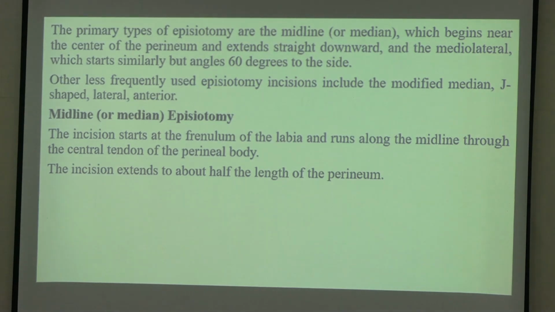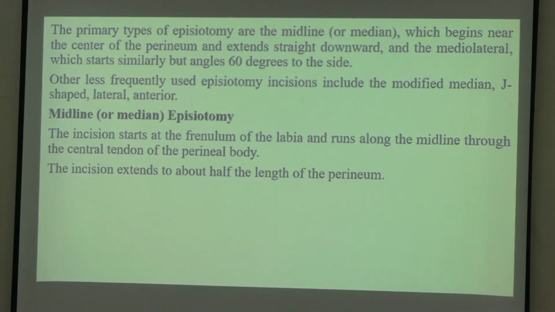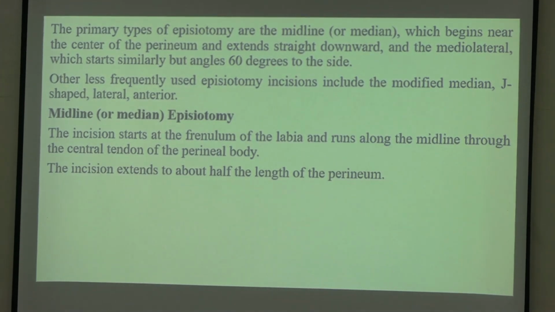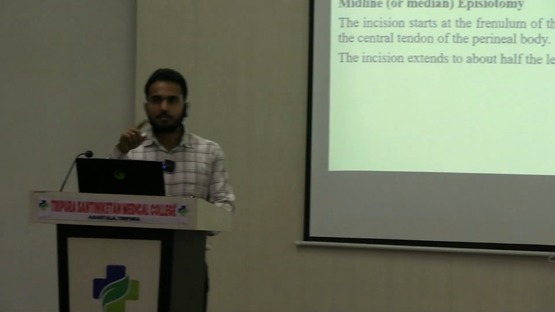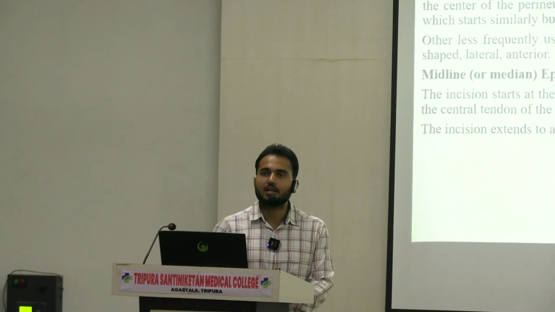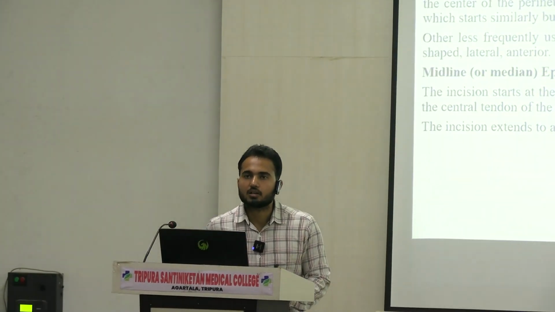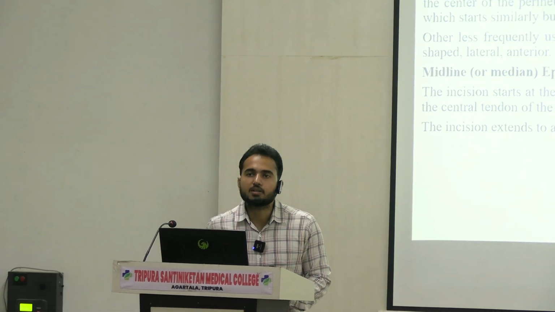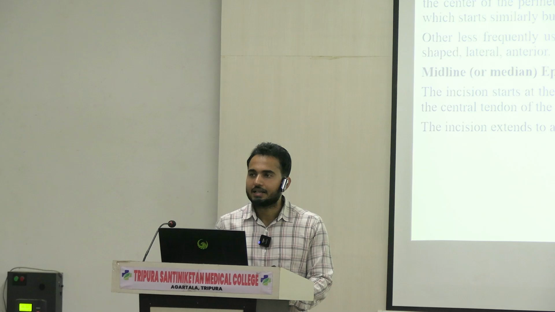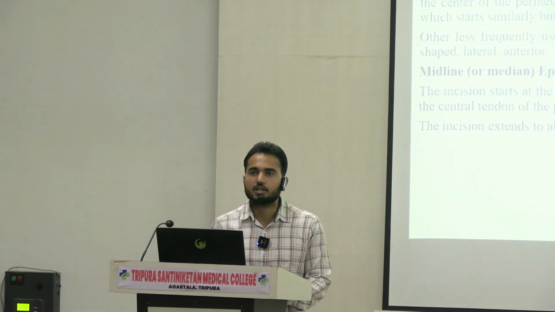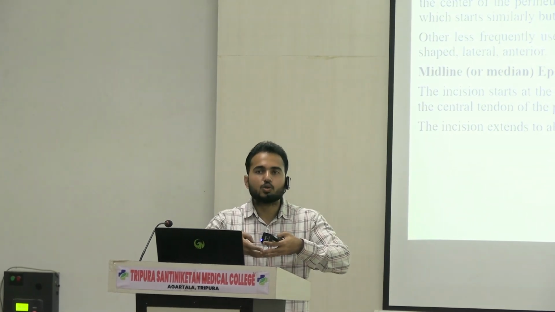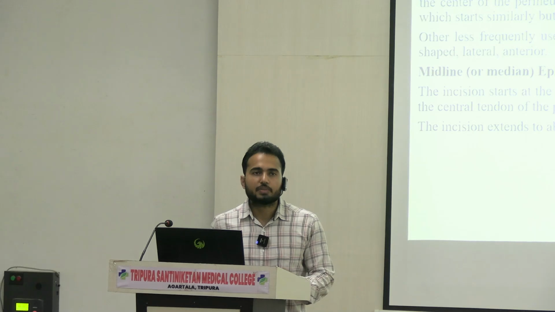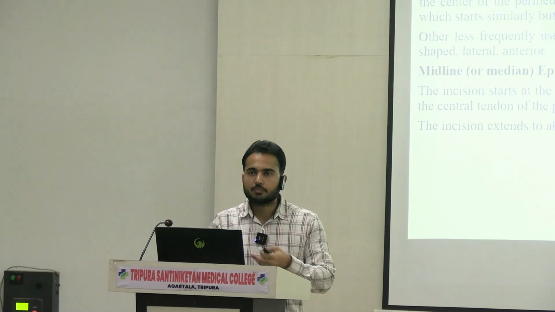Now, in this case, what happens? There may be chances of damage to the perineal body, because we have discussed that the perineal body is situated at the center. Where is the perineal body situated? In the last class, we discussed that 10 muscles are attached to the perineal body, which is anchoring the pelvic floor. It is situated at the center of the pelvic cavity, anchoring the pelvic floor.